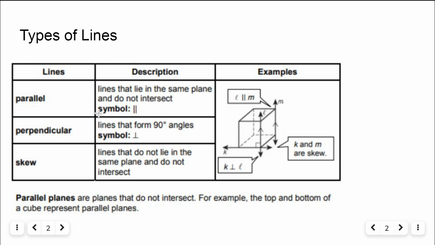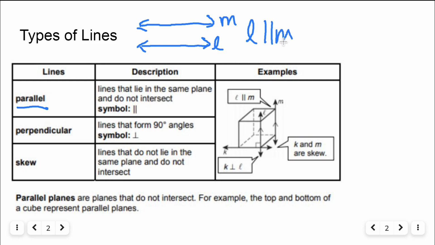So let's talk about some lines that you might know about. The first type is parallel lines. Parallel lines are lines that lie in the same plane and do not intersect. Right? So this line and this line that I just drew, they would be parallel. Okay, so if I called this, let's say, line L, and this is line M, then we would write L is parallel to M. You have to understand how to write your notation as well as how to read it. L is parallel to line M.